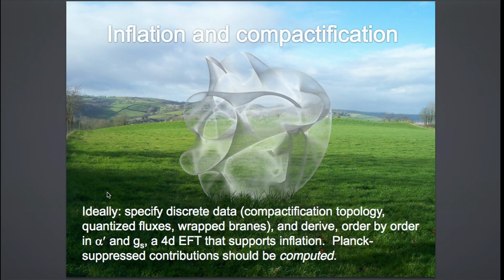So what do we actually do if we try to build a model of inflation in string theory? Ideally, you would start with a compactification. It's really an end-to-end calculation. You'd want to start with a compactification that you specify topologically. You give some topological data of the geometry, wrapped branes, quantized fluxes, et cetera. And then you would derive, order by order in a systematic expansion in the two fundamental expansions of string theory, the alpha prime expansion and the string loop expansion, a 4-dimensional effective field theory.